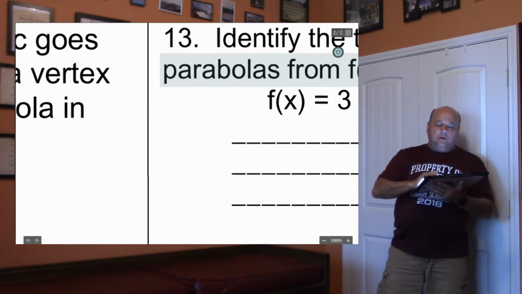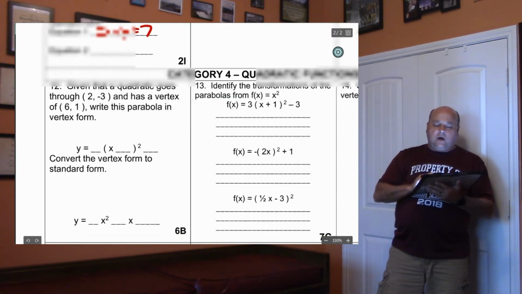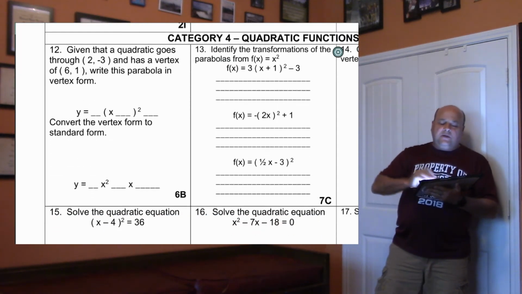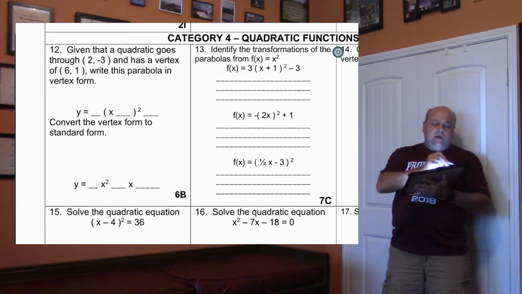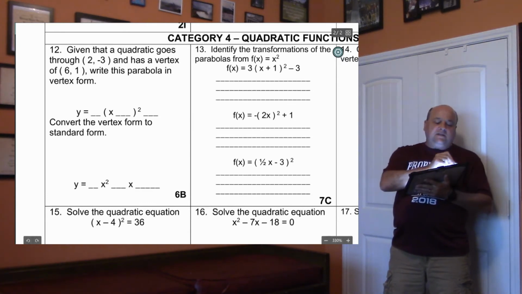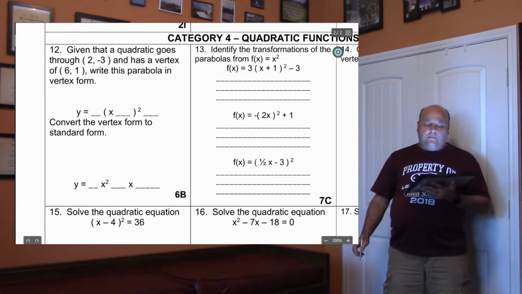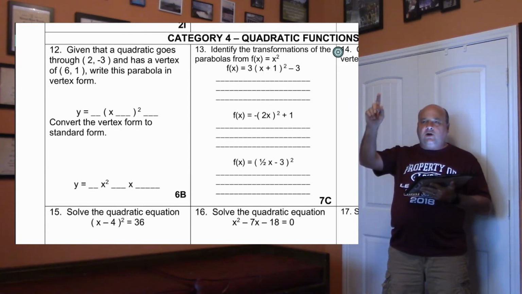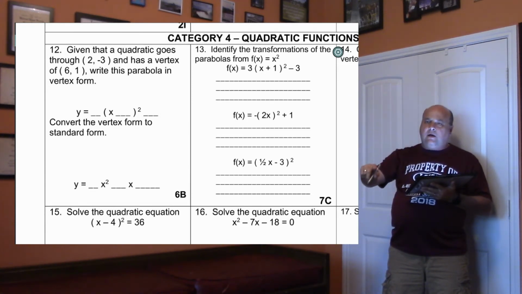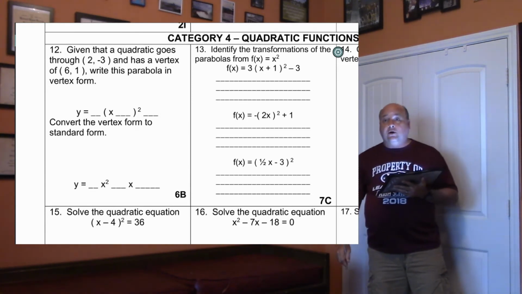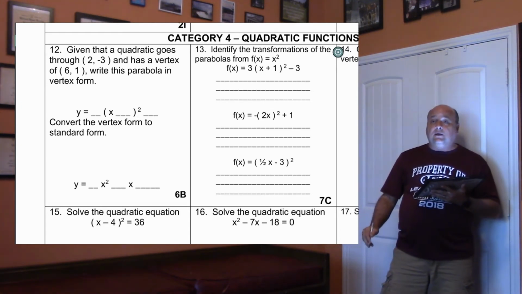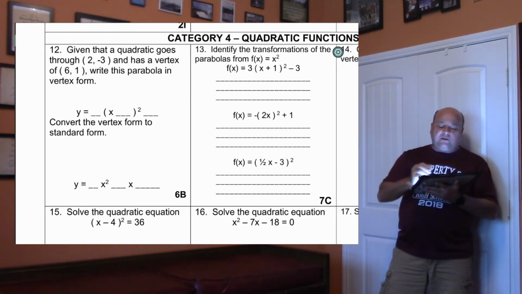Continuing on, okay? We're into the quadratic section now, okay? This is 6b, okay? Take 6b. This is a hard problem because you have to be given a point and a vertex, make the vertex form, and switch it to standard. This is not easy, okay? A lot of steps, so let's go at it.